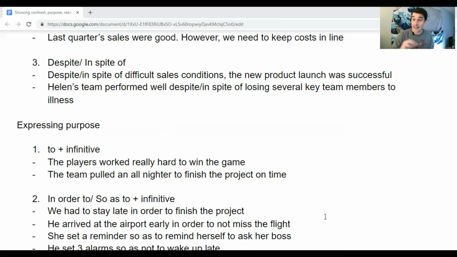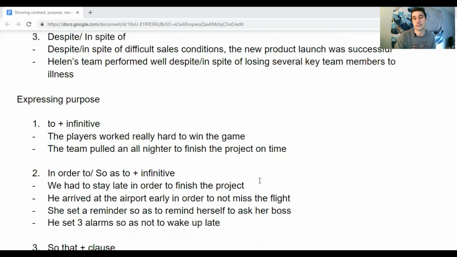We can also say in order to or so as to. Now this is a bit more formal. You'll see this in writing quite a lot. It will make you sound more intelligent, however, so definitely something to try to use. Let's have a look at a couple of examples of this. We had to stay late in order to finish the project. We had to stay late to finish the project. It's just the same thing. So in order to just is a bit more formal, used in writing, used by intelligent people. So try and use it.